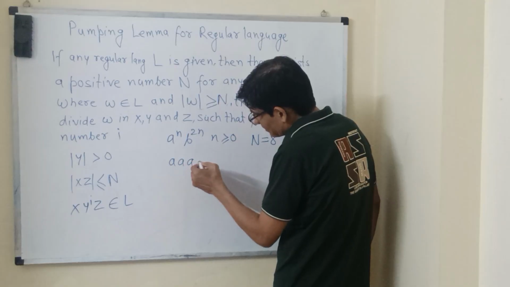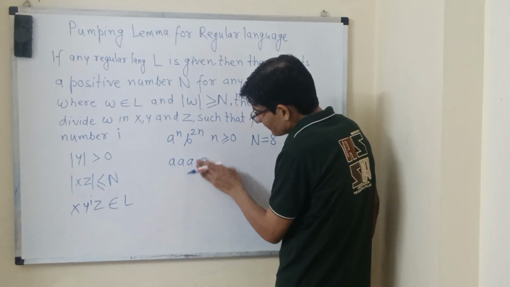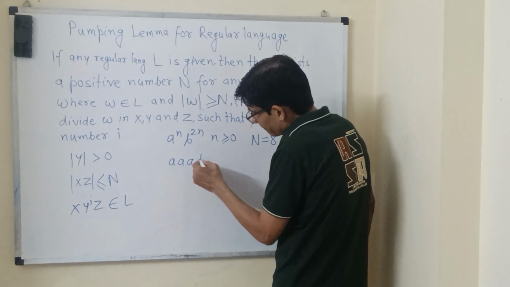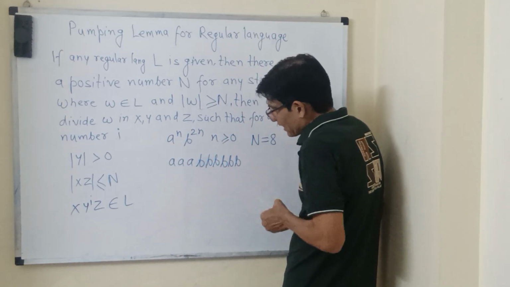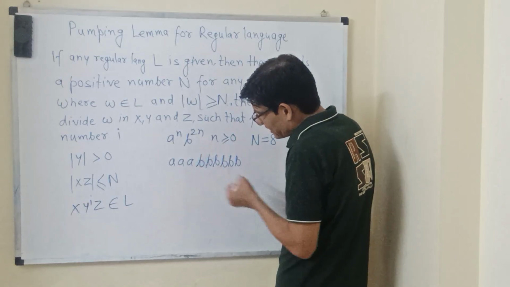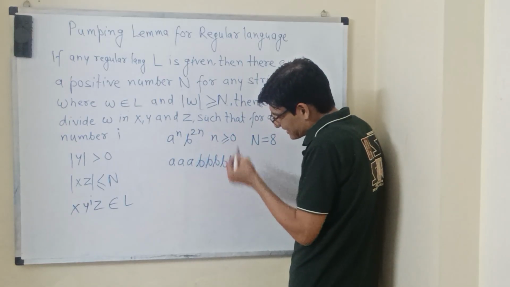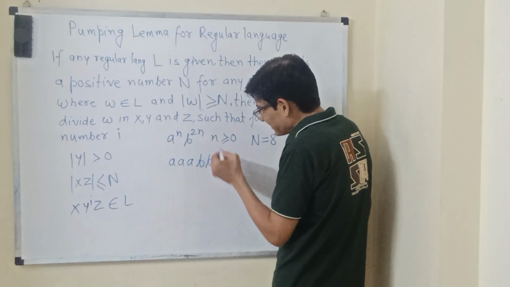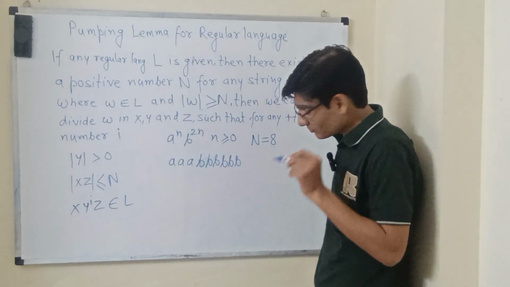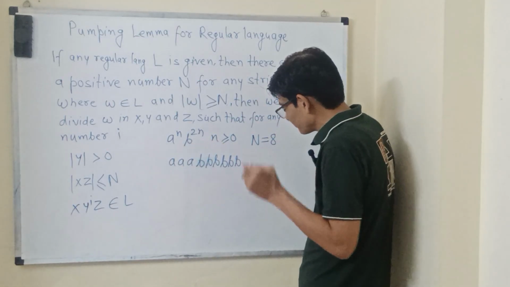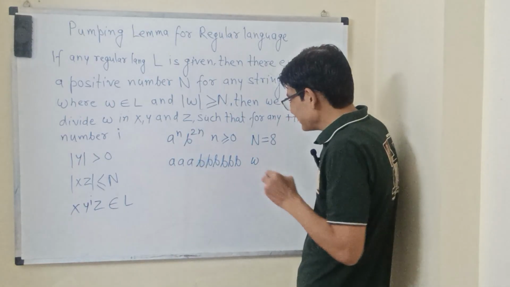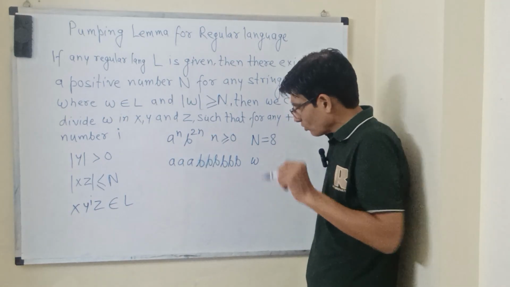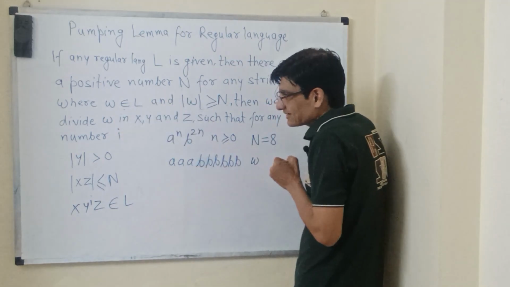A, A, A, B, B, B, B, B, B. As the number of A's is 3 here and the number of B's is 6 here, this is a valid string from this set. So you can consider this as W. Now this condition is already getting satisfied.